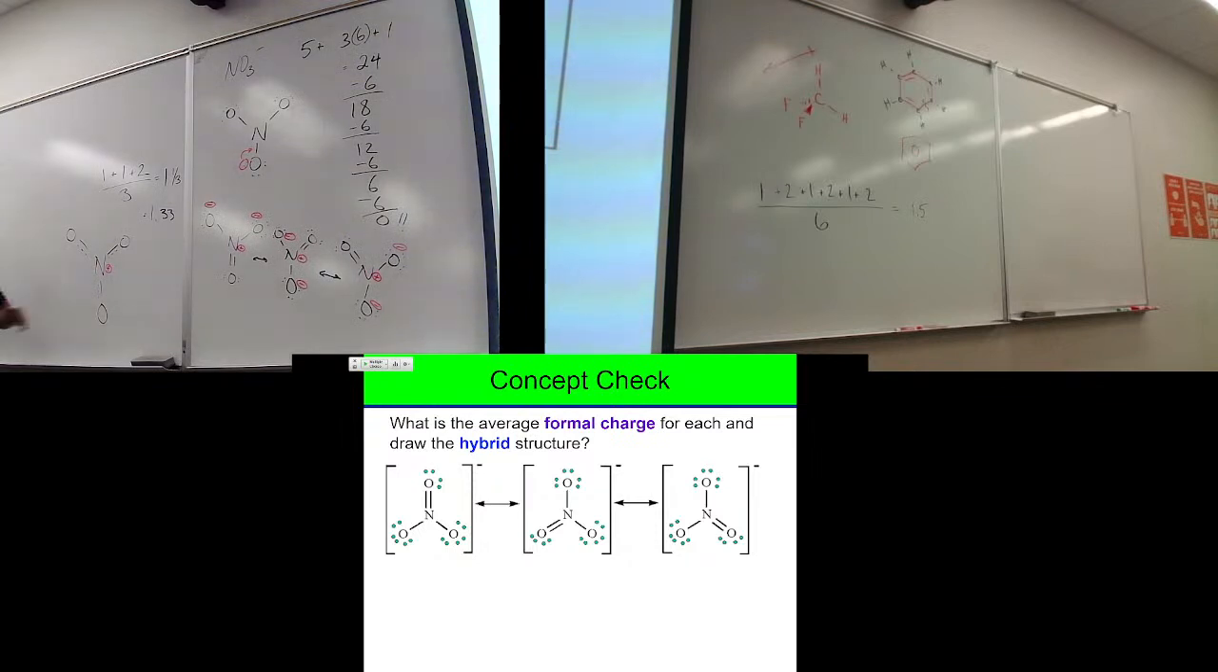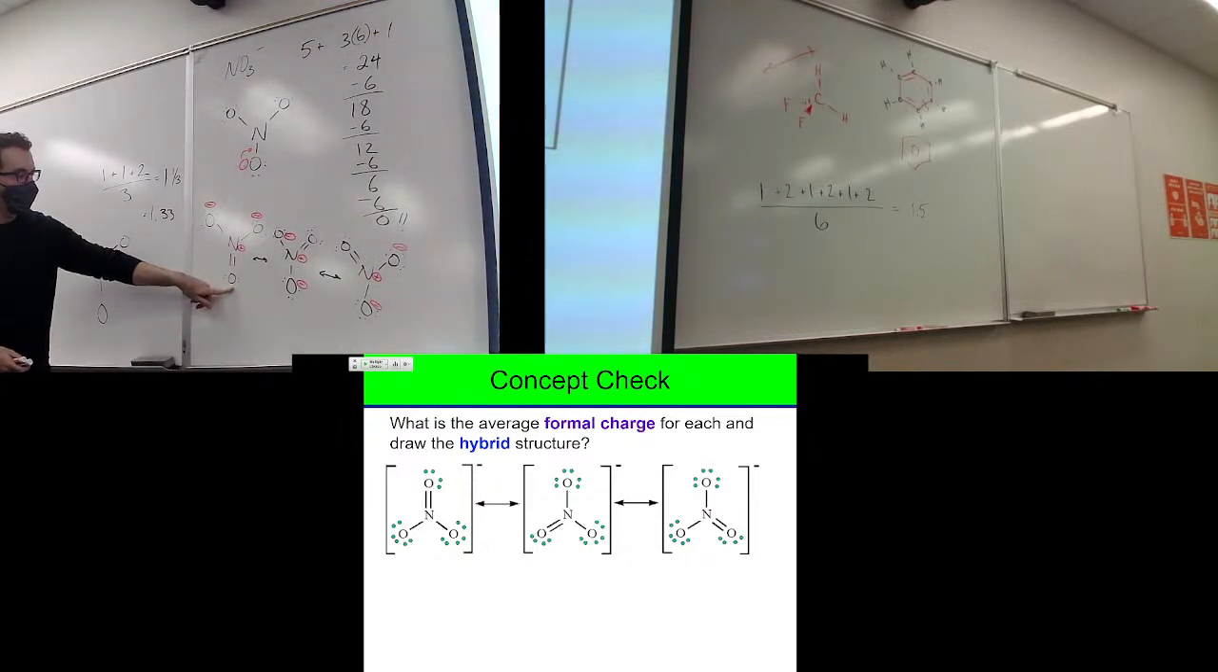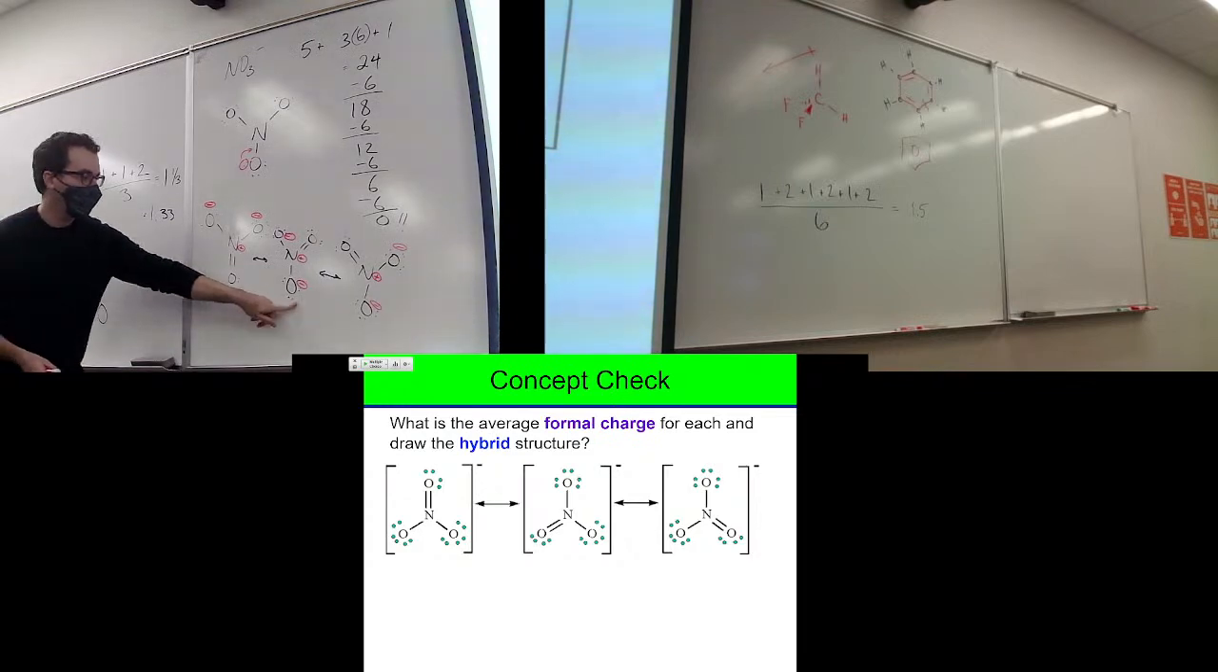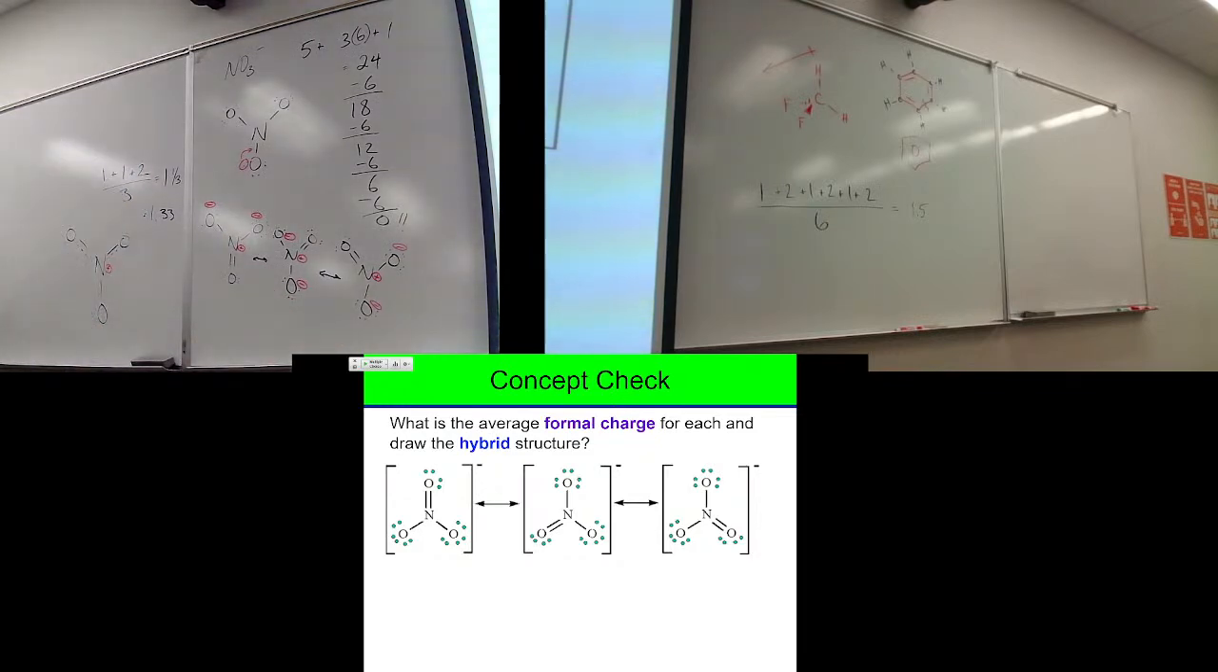But what about the average formal charge on, for instance, the bottom oxygen? On this one, it's 0. On this one, it's minus. On this one, it's minus. So if I average that out, 0 and a -1 and a -1, how many? There's 3 structures, so -2/3. So the formal charge on every single oxygen is not a -1 or a 0, it's -2/3. And sorry, is that the hybrid structure? This one's the hybrid structure, yeah.